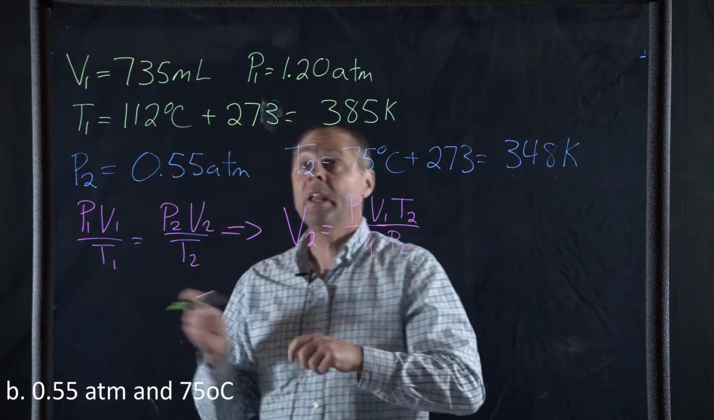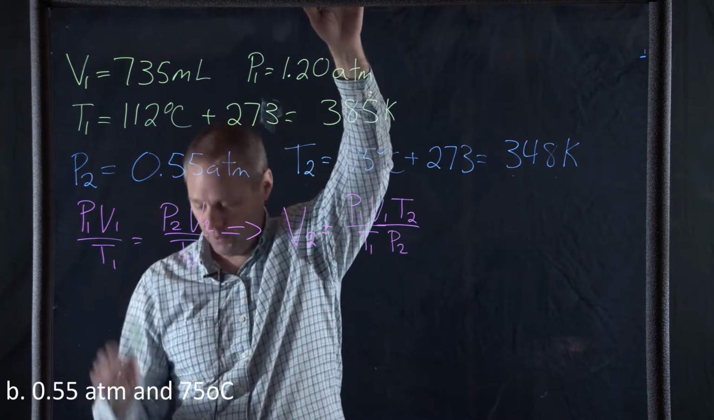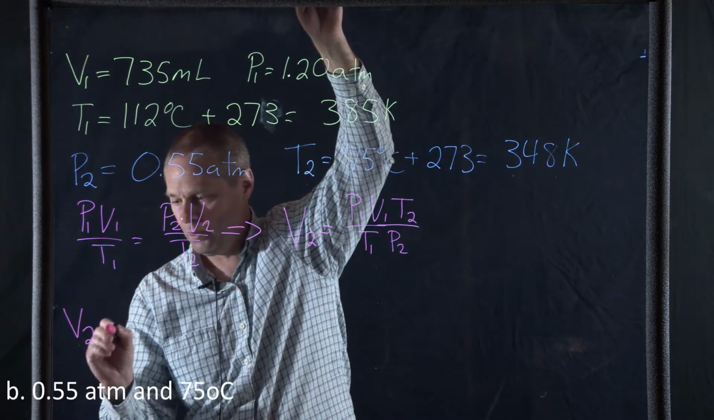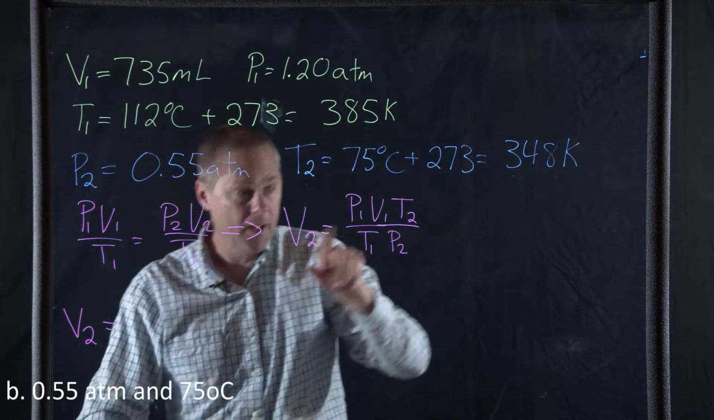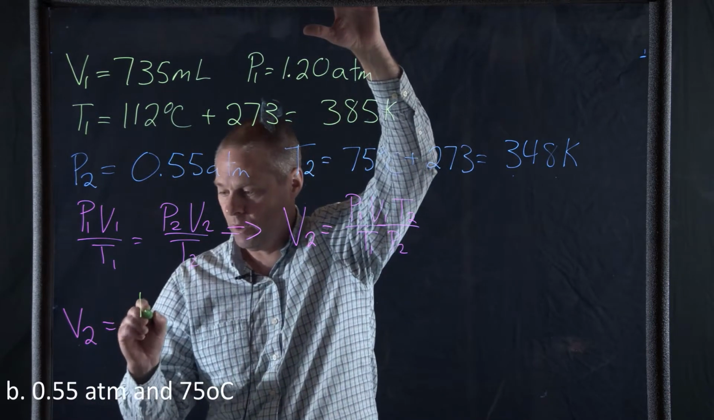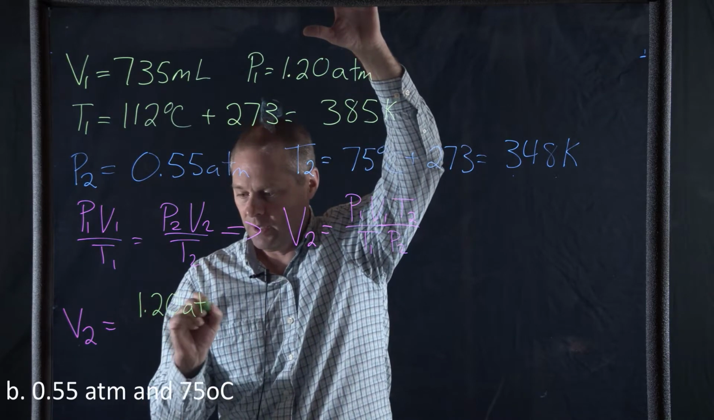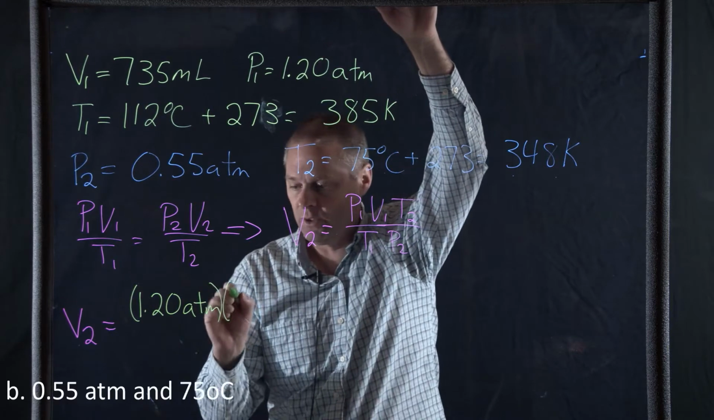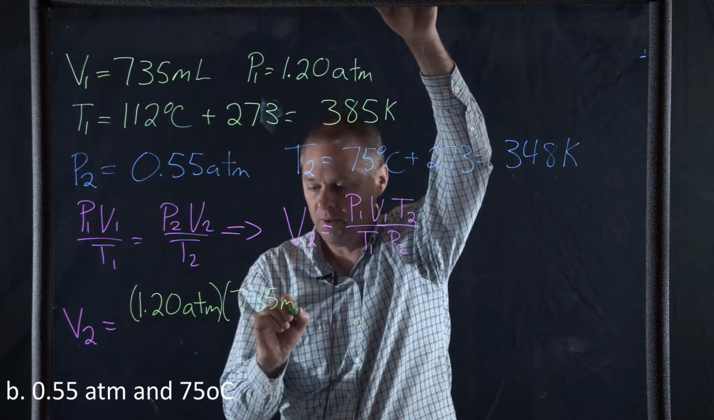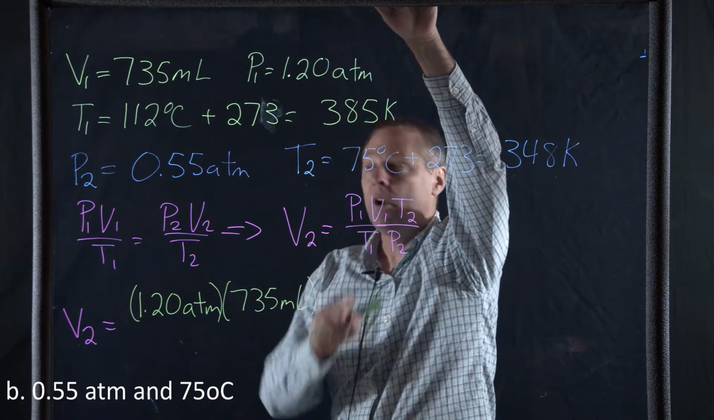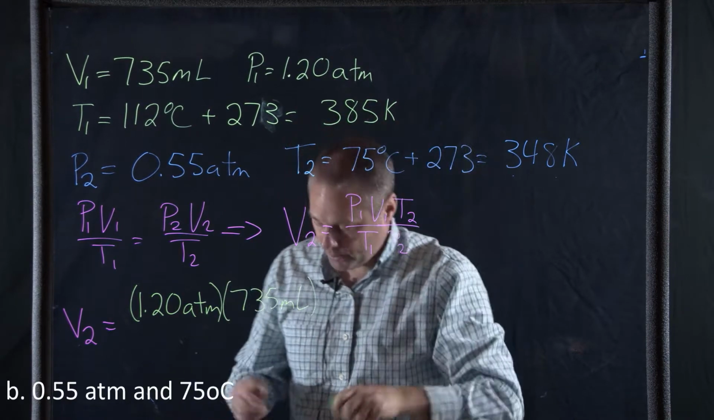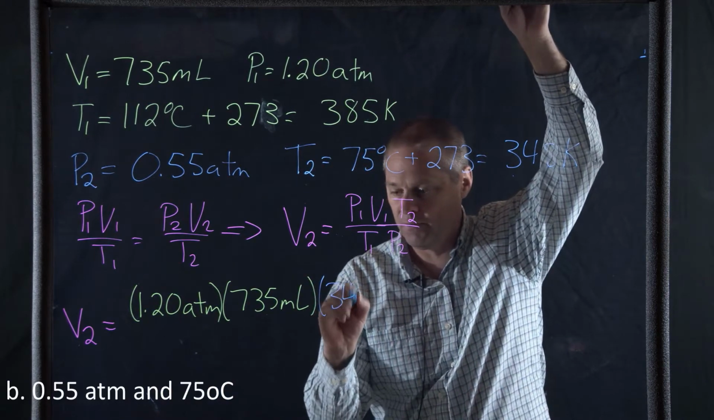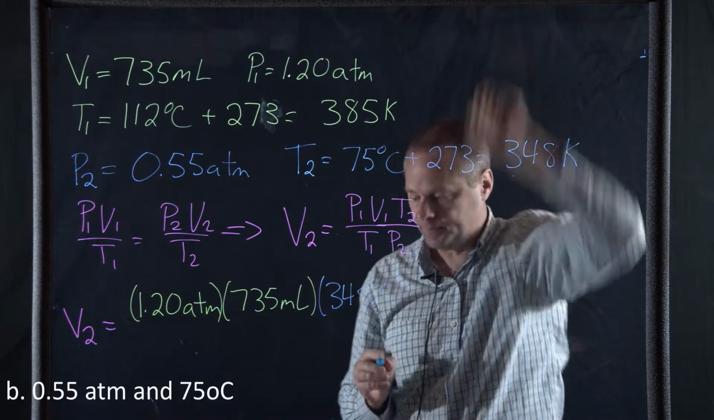So P1 is going to be equal to, let's go back to here. Let's show that we're going to be solving for V2. V2, that's what we're looking for. We know that P1 is going to be 1.20 atmospheres. We know that V1 is going to be 735 milliliters. We know that T2 is going to be 348 Kelvin.